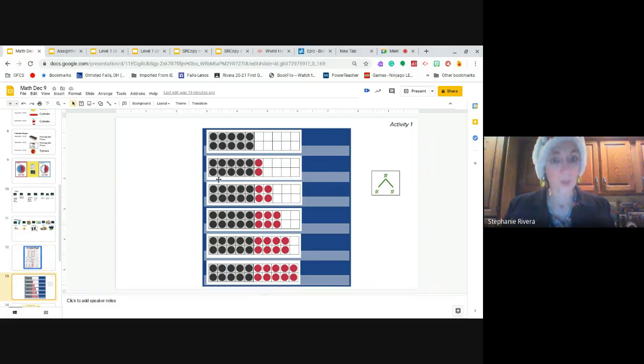Let's take a look at the next one. I see 10 here and I see 4 here. Let's start at 10, 11, 12, 13, 14. What's 10 plus 4? You got it, 14. Let's look at the next one. I see 10 and then 2, 4, 6 plus 6 more. Does anybody see a pattern here? 10 plus 6 equals, you got it, 16.